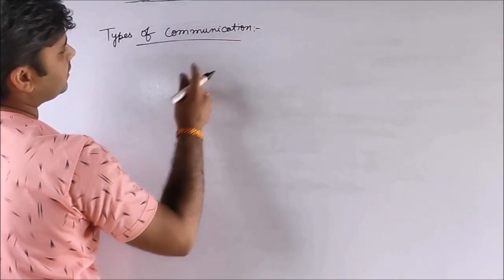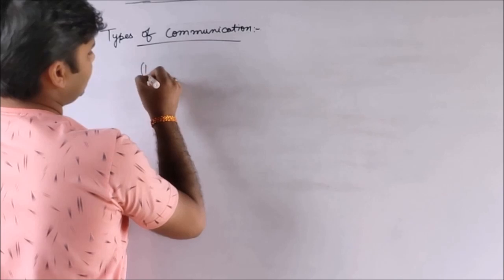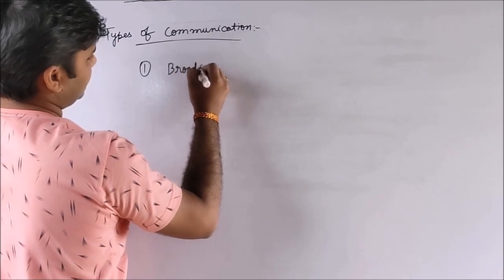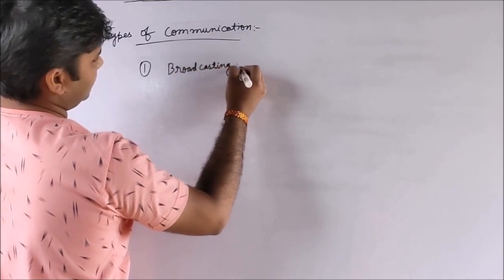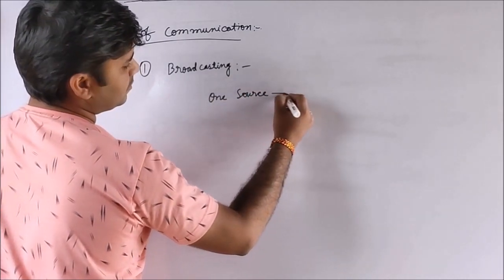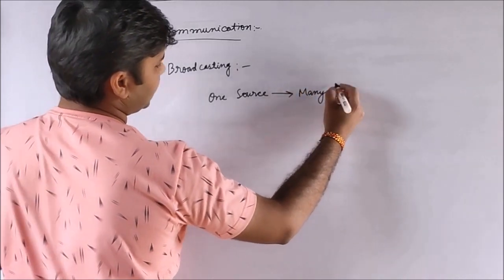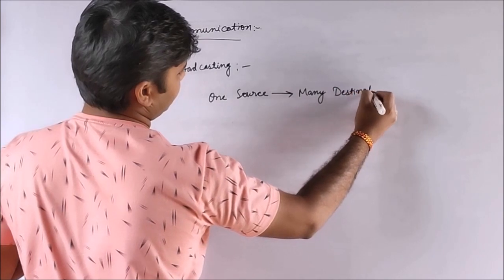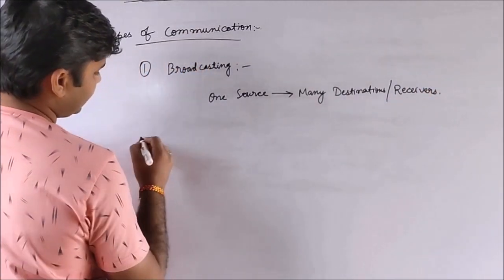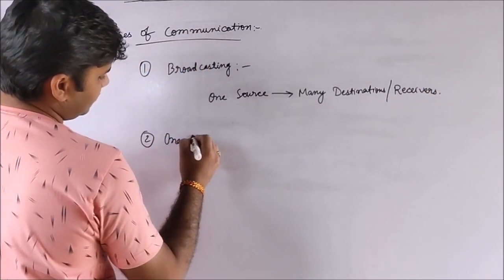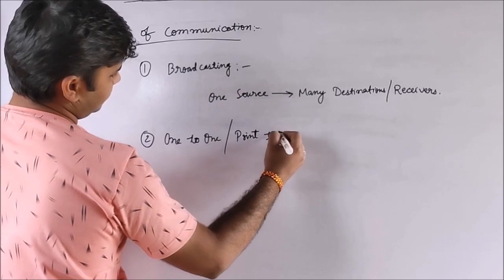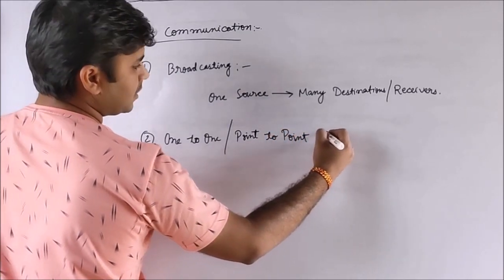Types of communication. Let us first understand types of communication. There are mainly two types of communication. Number one, broadcasting. What does this mean? One source, many destinations or receivers. Number two is one-to-one or point-to-point communication.